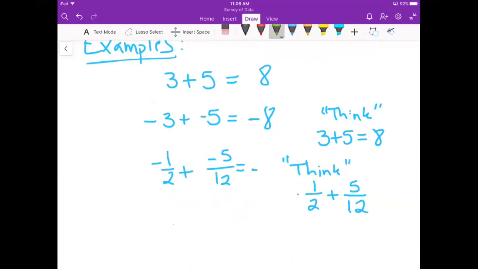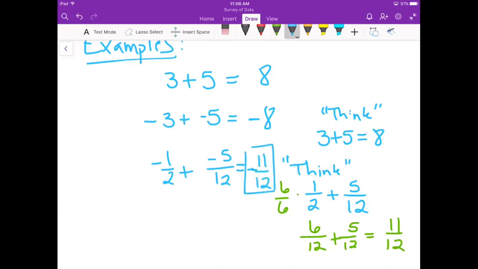You should have taken 1/2 times 6 over 6 to get a common denominator. That gives you 6/12 plus 5/12, which ends you up with 11/12. But we want to make sure it's negative in the end, so our final answer is negative 11/12, because I added two negative numbers together, so my final answer should be negative.